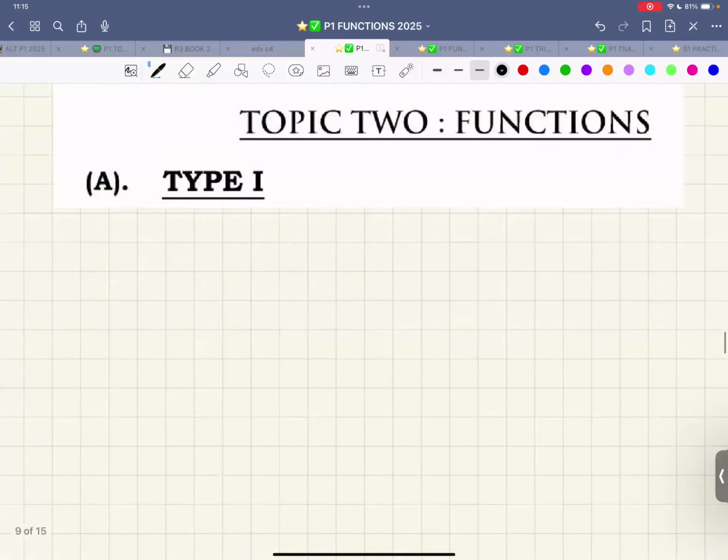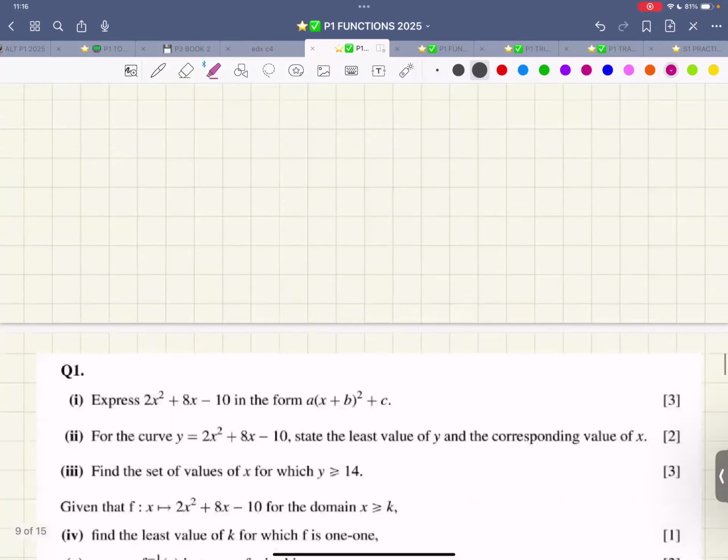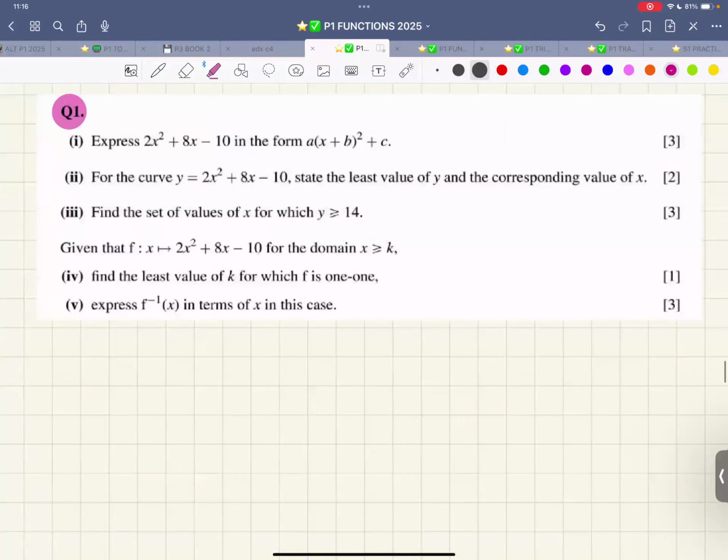Okay, so let me get started. Now I'm working from topic number 2, that is about functions, and these are the type 1 questions that we are working on. Now let's look at question number 1, and let's do it step by step.